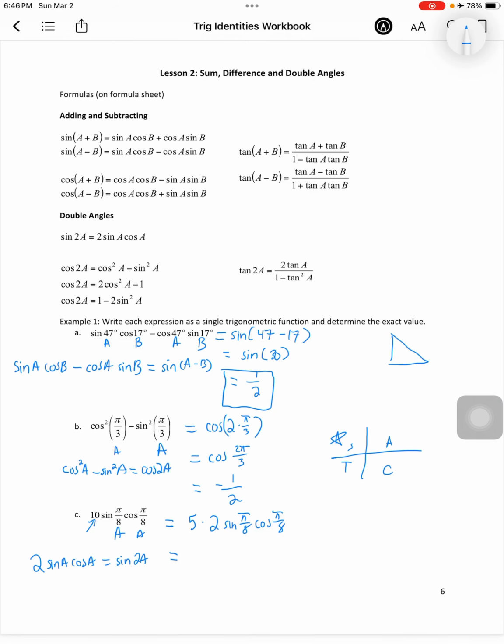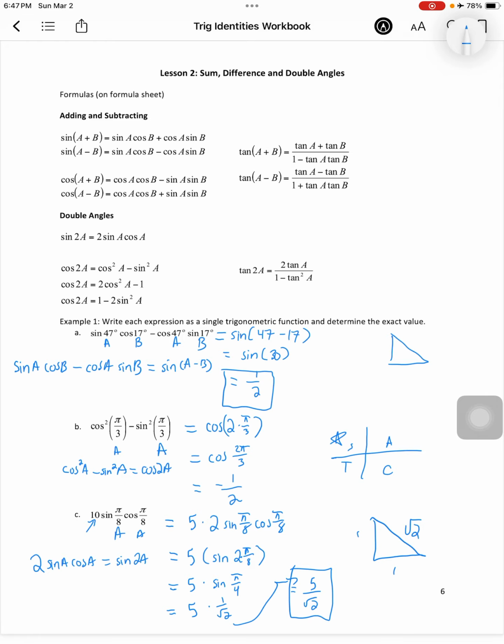So if we were to simplify this, we have 5 times sine 2A, so 2 times pi over 8, which is the same thing as 5 times sine pi over 4, and that's the same thing as 5 times 1 over root 2, which simplifies to 5 over root 2. And that would be your answer.